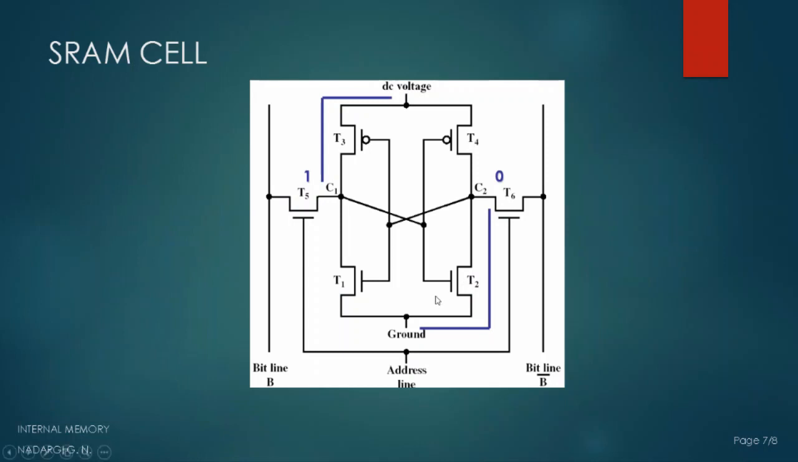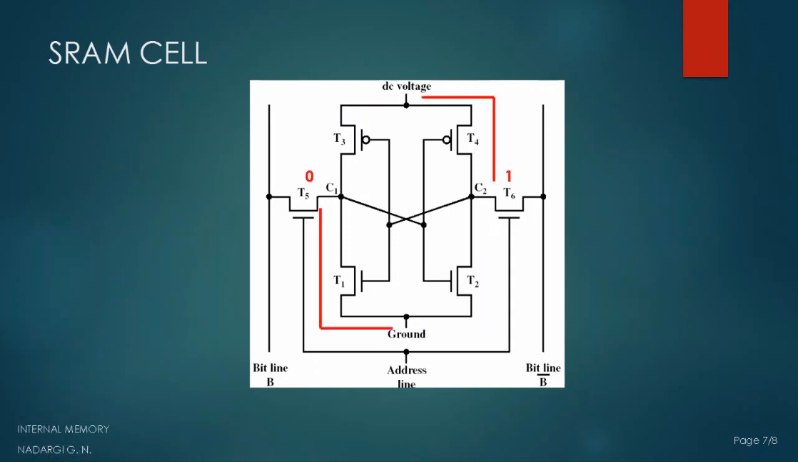In logic state 0, which is the reverse of logic state 1, point C1 is low whereas point C2 is high. In this state, T1 and T4 are on and T2 and T3 are off. Both states are stable as long as the direct current voltage is applied.